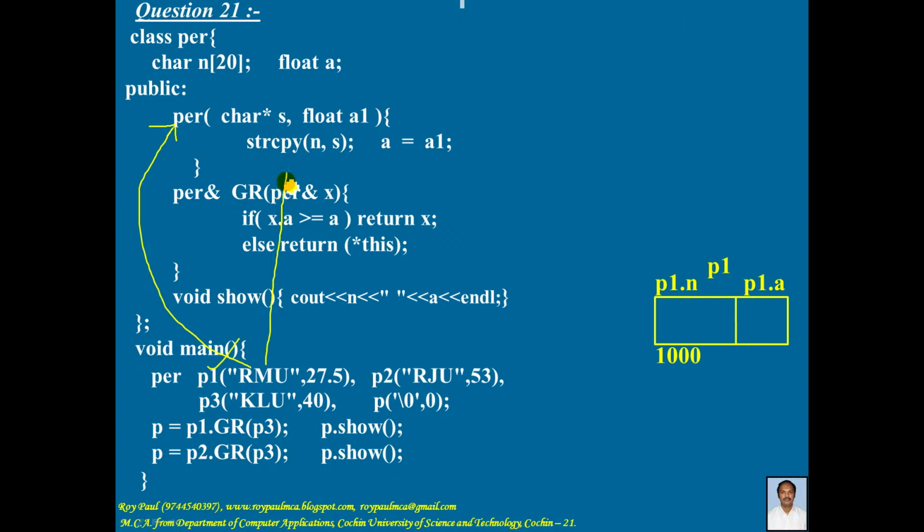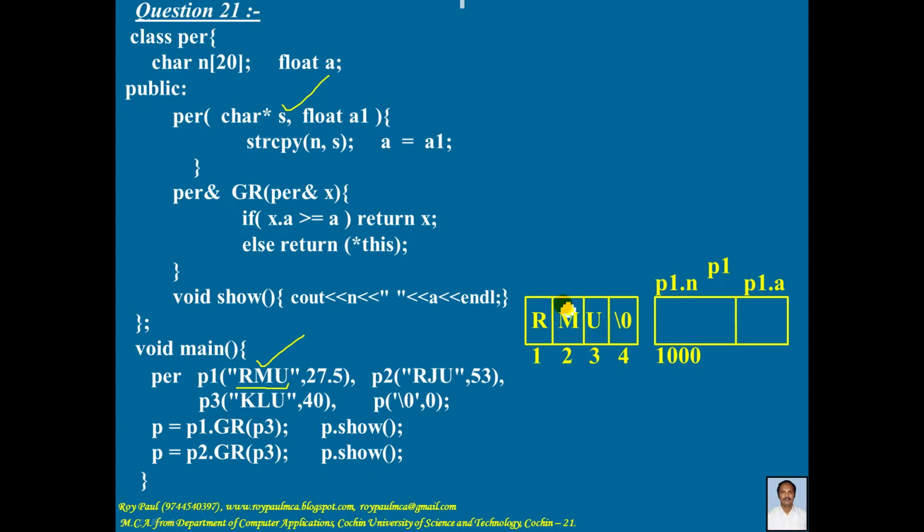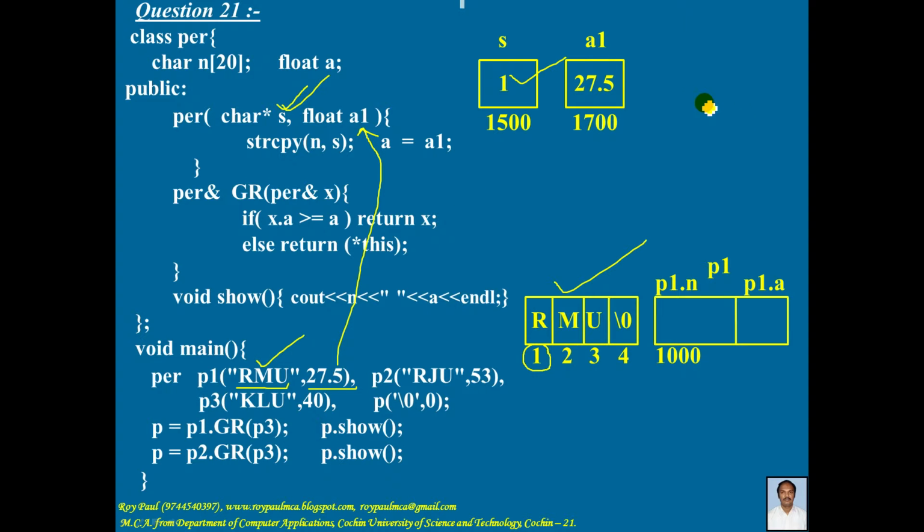Now the first argument is passed to first parameter. So new point. How do you assign a string constant to a pointer variable? The method is the string should be stored in some memory location like this, and the base address of the memory location, example 1, that comes in the pointer variable s. So your pointer variable s contains 1. Now the second argument should be passed to second parameter. So now your a1 contains 27.5.